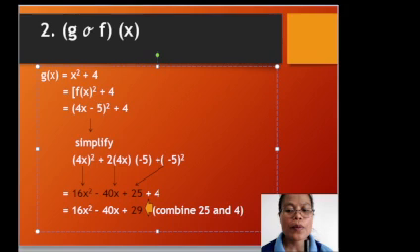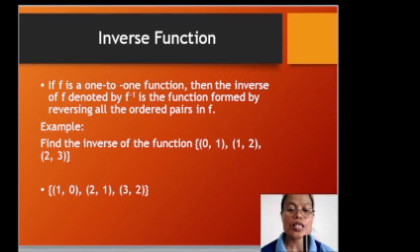Now we will go to the inverse function. If f is a one-to-one function, then the inverse of f, denoted by f negative 1, is the function formed by reversing all the ordered pairs in f. For example, find the inverse of the function (0, 1), (1, 2), (2, 3). We have to switch the places of x and y. So we have (1, 0), (2, 1), and (3, 2).